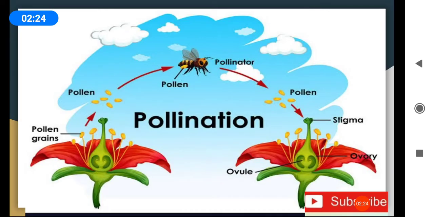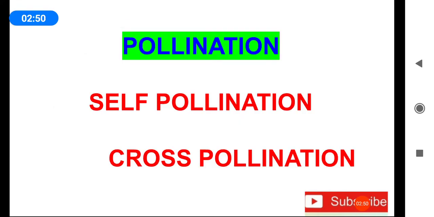Then we learnt pollination. What is pollination? Transfer of pollen grains from the anther to the stigma. This pollination is carried out by agents, like insects, animals, wind and water. These are the agents for pollination. Then pollination is of two types: self-pollination and cross-pollination. What is self-pollination?